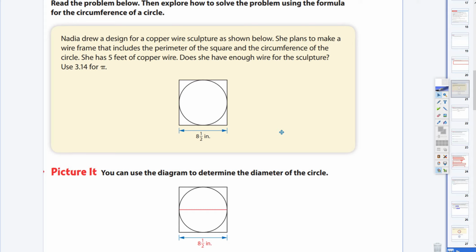And remember to use 3.14 for pi, or at least in this case they're telling you to use 3.14 for pi. You can use the diagram to determine the diameter of the circle. Remember, what is diameter? Okay, so I'm going to just draw it here. This is the diameter, right? From one end of a circle to another, going through the center of the circle. If the whole side of this square, remember they're telling us it's a square, is 8.5 inches, the diameter must be 8.5 inches.